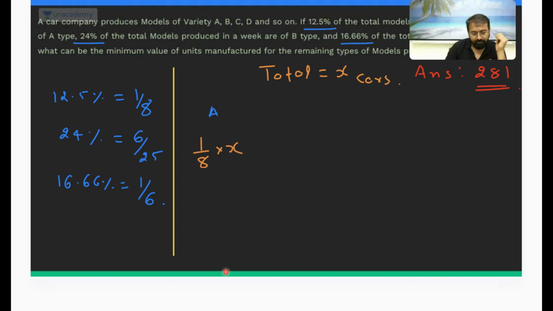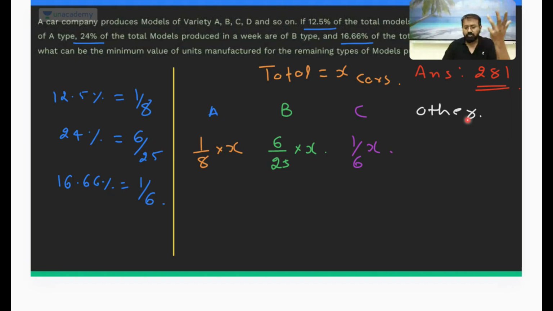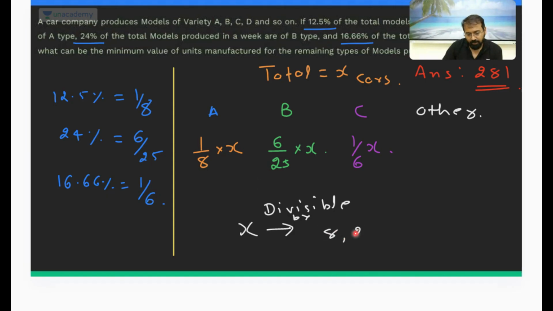This is for model A. Now for model B, what will be the value? So it is 6 by 25 of X. For model C, the value should be 1/6 of X. Yes or no? And remaining for other models. Other models can be 1, can be 2 models. We don't know how many models are there, right? Okay. Now guys, can I say X has to be divisible by all these numbers, 8, 25, 6. So guys, what is the LCM of this? So can I say the LCM of these numbers will be 600?